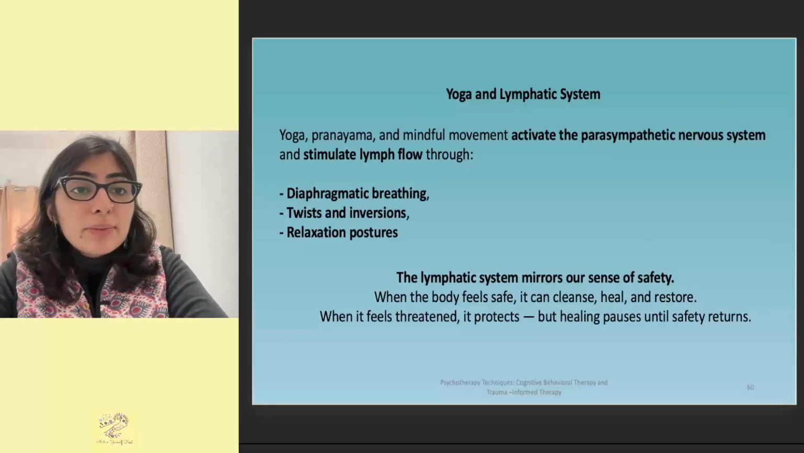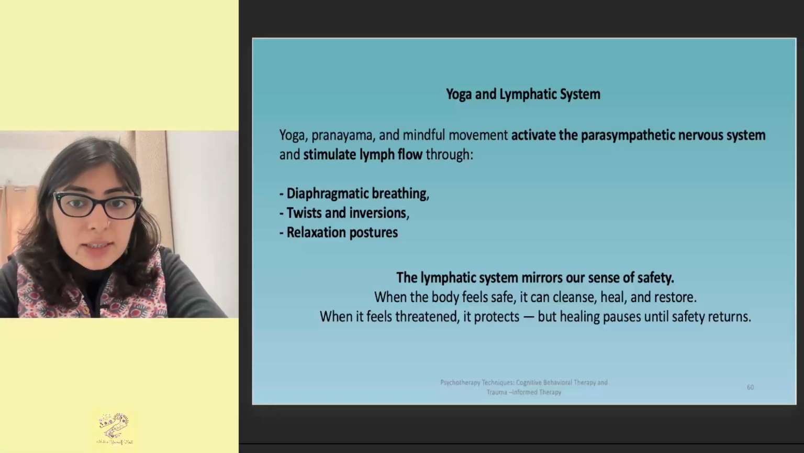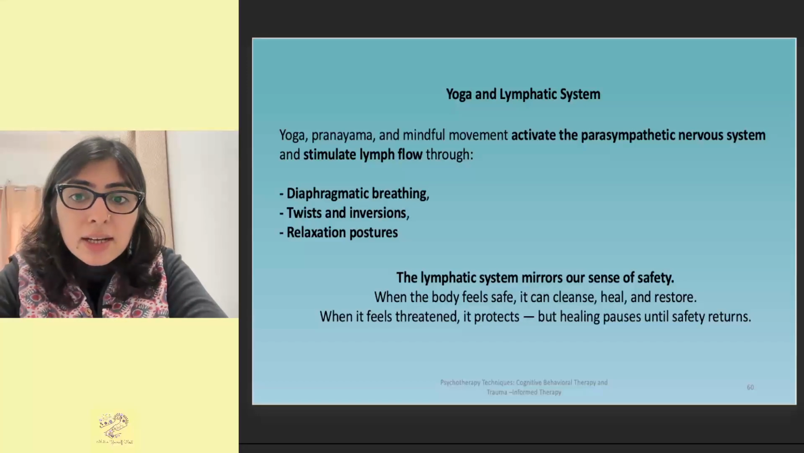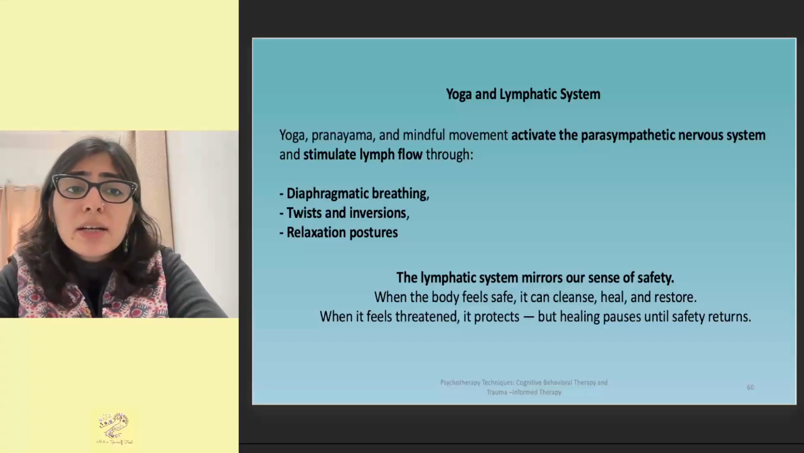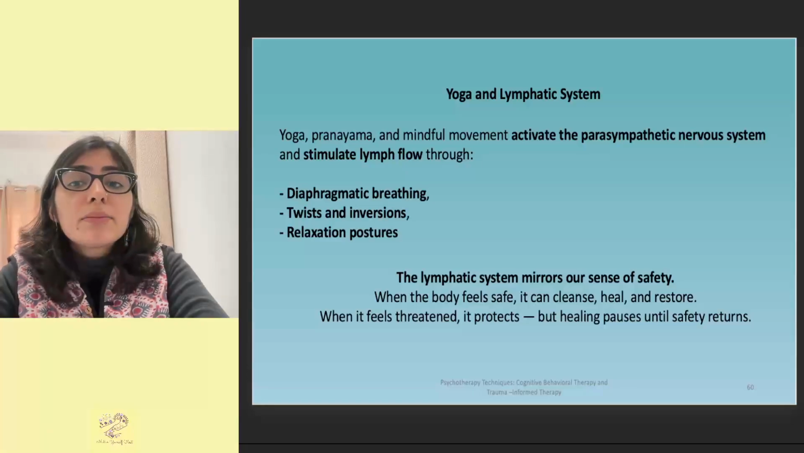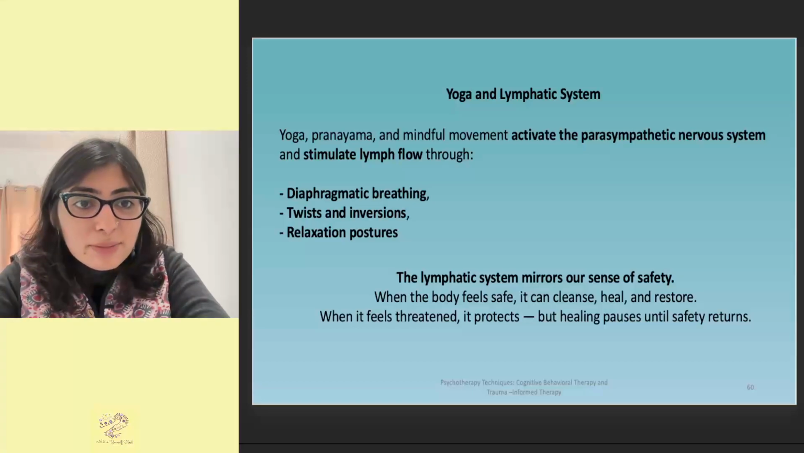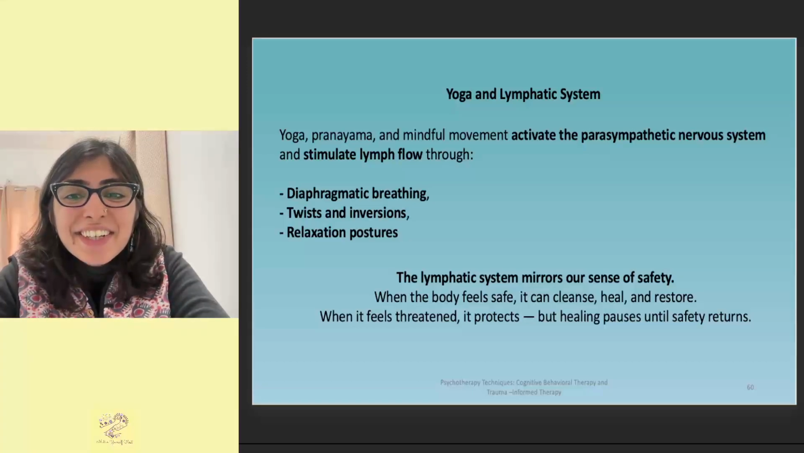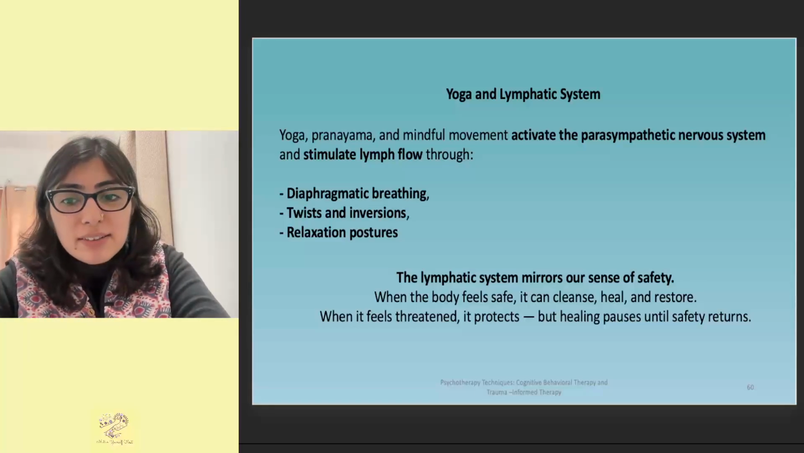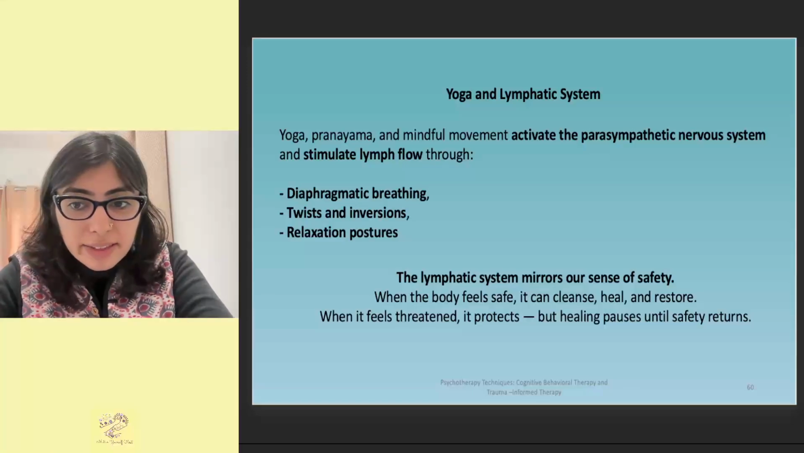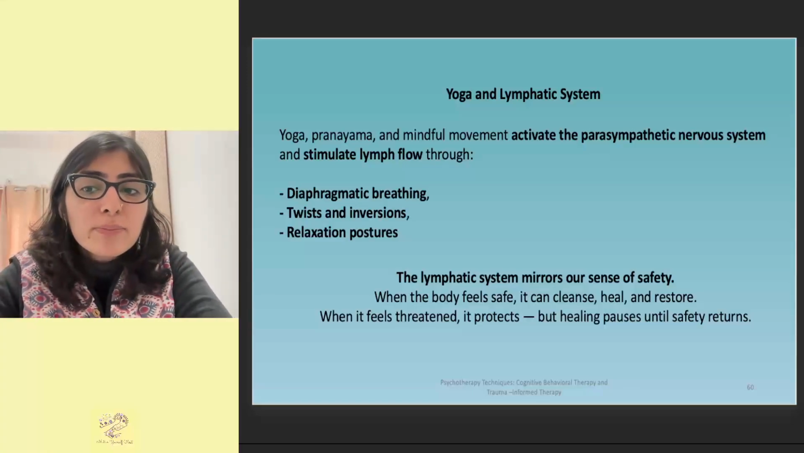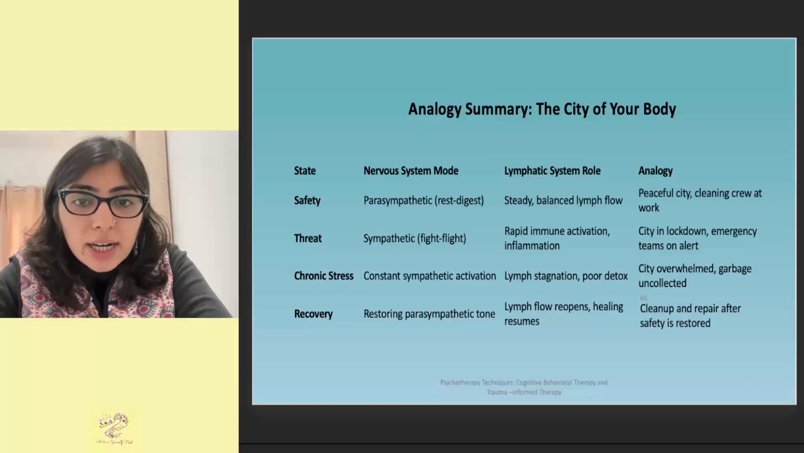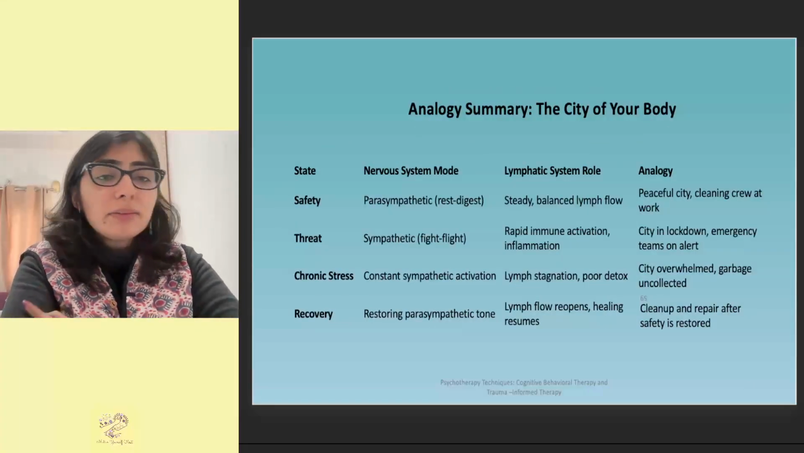So, how to activate the lymphatic system with yogic activities? Diaphragmatic breathing, we do it in pranayama class. Twists and inversions, we do in asana class. Relaxation postures like Makarasana, Vajrasana, Balasana, Child's Pose, and Shavasana, or my very favorite, Yoga Nidra. The lymphatic system mirrors our sense of safety. So when the body feels safe, it can cleanse itself. When the body is threatened, the healing would pause. So that was the lymphatic system from my lecture.